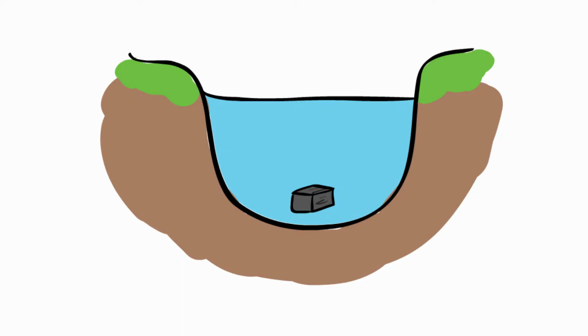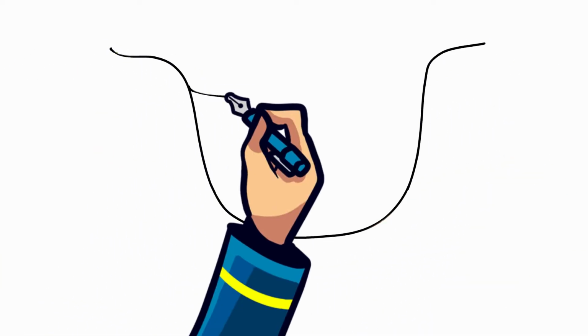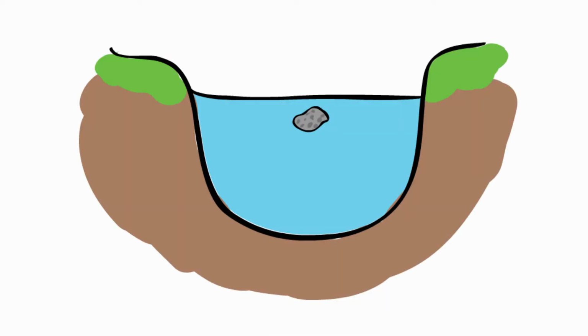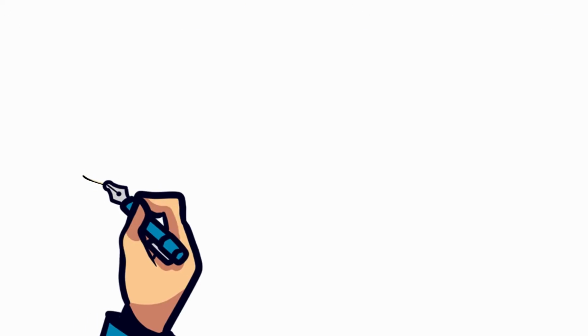Ebony is one of the few densest woods at up to 1.3 grams per cubic centimeter. Since its density is higher than 1, if it was thrown in the water, it will most likely sink. Similar to wood, there are some rocks that can float, such as a pumice rock, which has a density of about 0.25 grams per cubic centimeter.